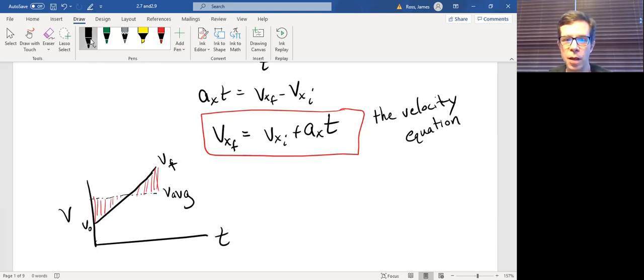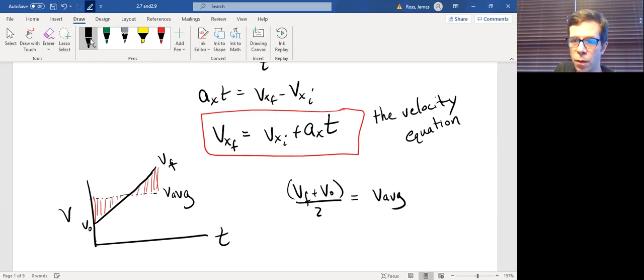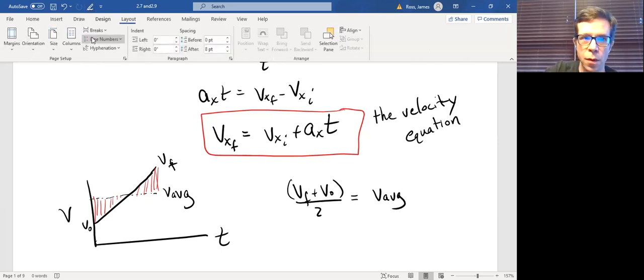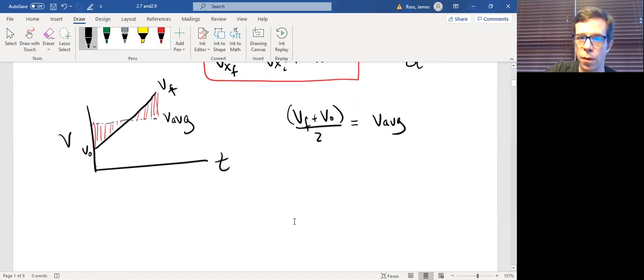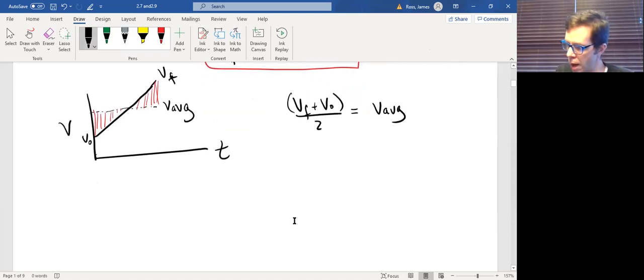Right, so how do we write that mathematically? If we want to average just the initial and final value, that would be the final value plus the initial value divided by 2 would give us the average v. All right. And how do we want to make use of that?